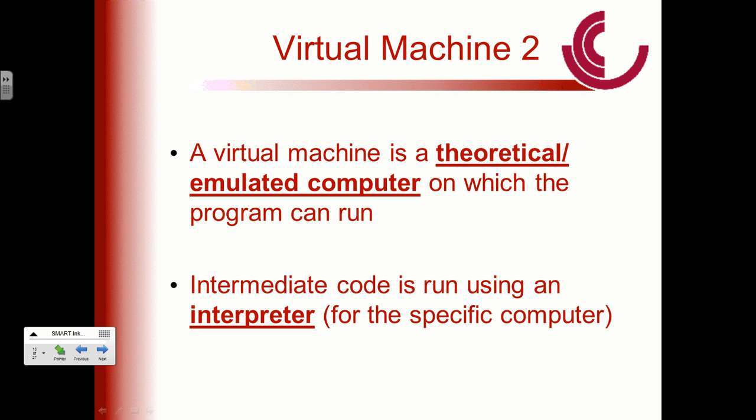Yeah, that's what a Java virtual machine is, and that's what a virtual machine is, and it basically interprets the intermediate code one instruction at a time.